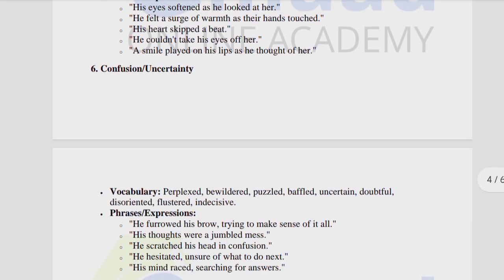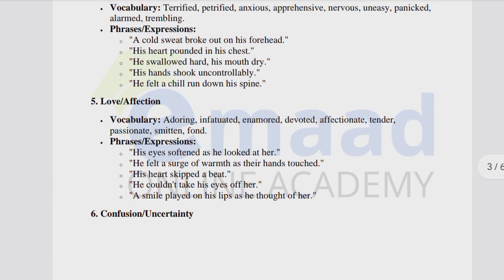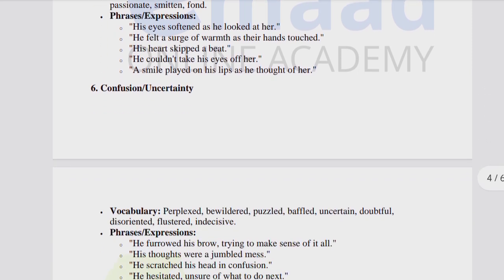These types of sentences used for a character give you a hint, actually a clue, that there are some feelings of love, and you can use all of these words, devoted, affectionate, enamored, to describe the feelings of a character.